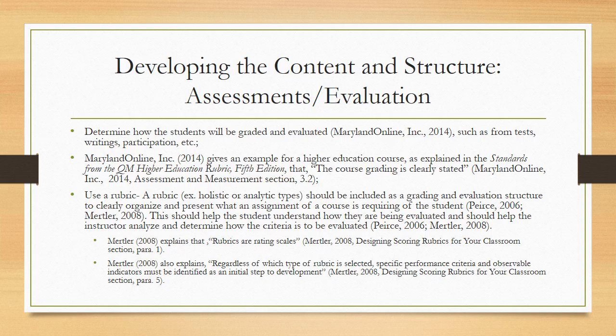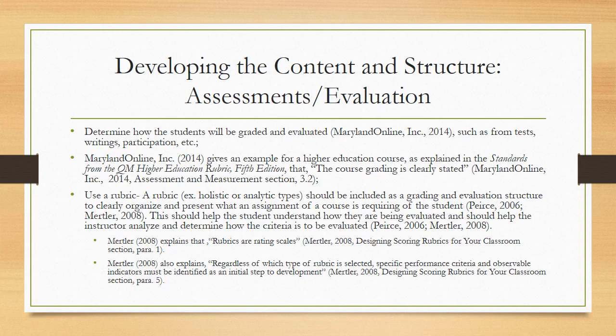Developing the content and structure for assessments and evaluation. Determine how the students will be graded and evaluated, from the Maryland Online Incorporation from 2014, such as from tests, writings, participation, etc. The Maryland Online Incorporation from 2014 gives an example for a higher education course, as explained in the standards from the QM Higher Education Rubric, 5th edition, that, quote, "The course grading is clearly stated," end quote, from the Maryland Online Incorporation from 2014, Assessment and Measurement Section 3.2.